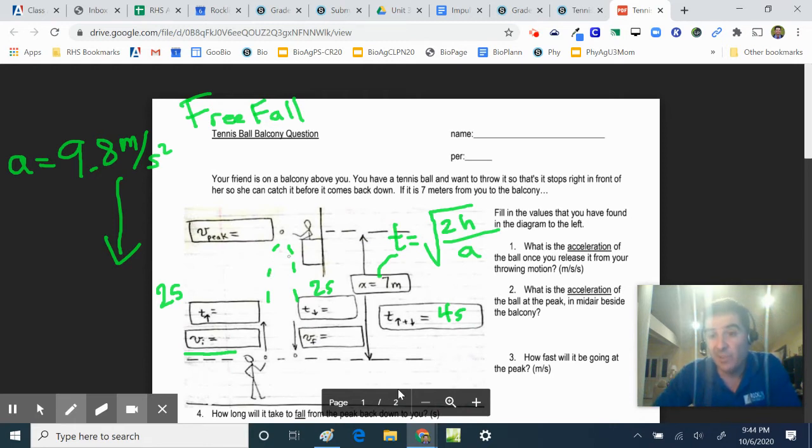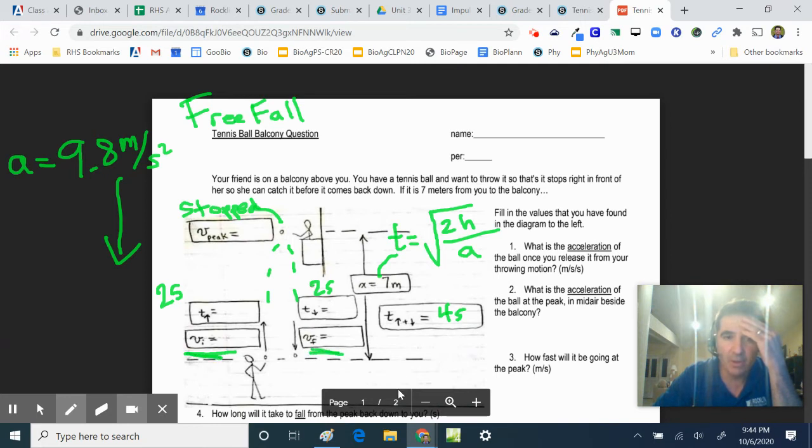How fast is it going at the peak? Well, think about it. As it gets to the very top, you could just reach right out and grab it very softly because it's going to come to a stop. So how fast is something going when it's stopped? It's going to stop in midair right in front of you, okay? Because you're throwing it straight up. VF and VI are the same thing, right?